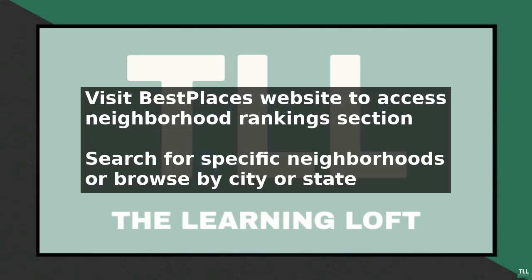To share Best Places neighborhood rankings, start by visiting the Best Places website and navigating to the Neighborhood Rankings section. Here you can search for specific neighborhoods or browse through the rankings by city or state. Once you have found the rankings you want to share, click on the Share button, which is usually located at the top or bottom of the page.